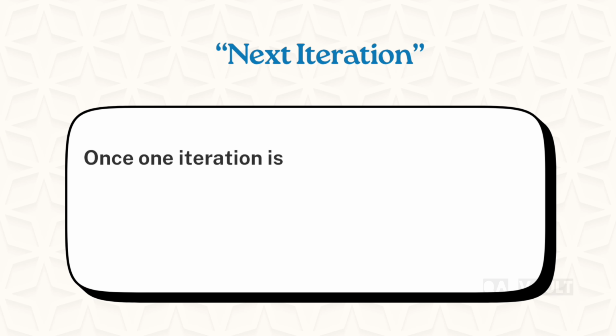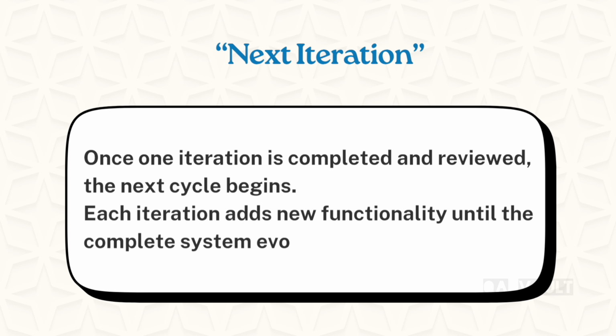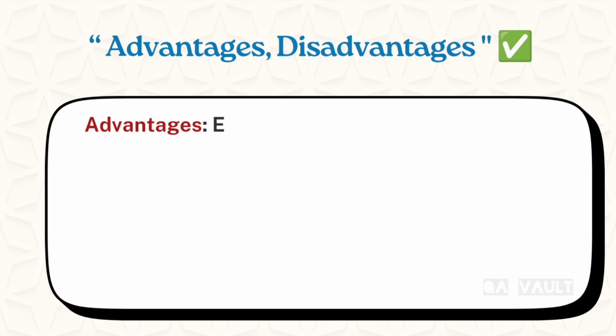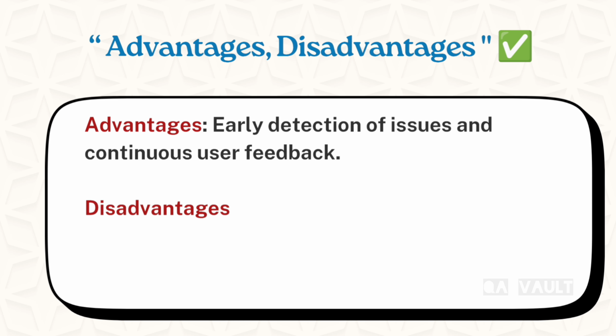Once one iteration is completed and reviewed, the next cycle begins. Each iteration adds new functionality until the complete system evolves. This model allows early detection of issues and continuous user feedback. It's flexible, reduces risk, and delivers working software early in the process.